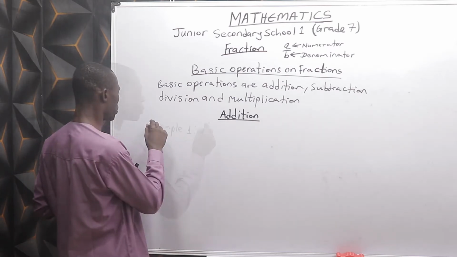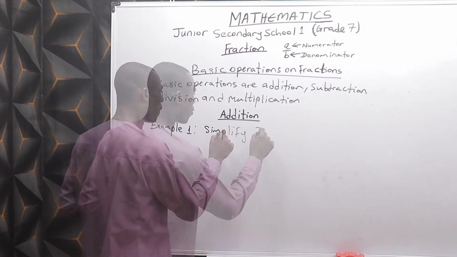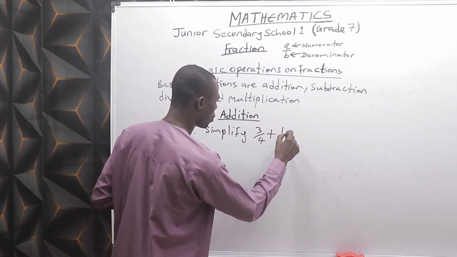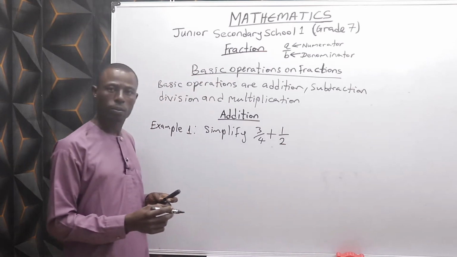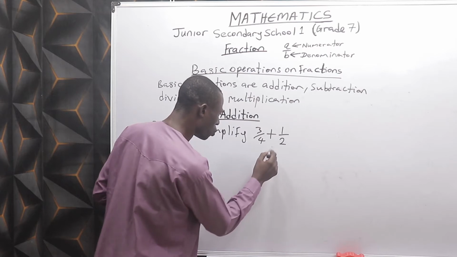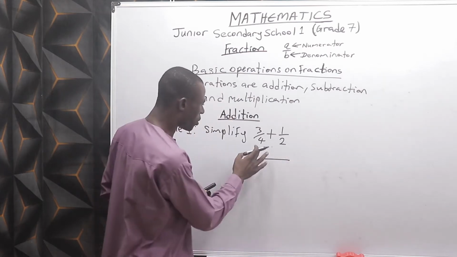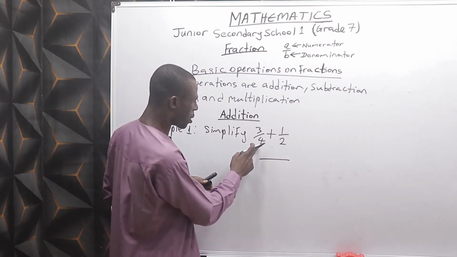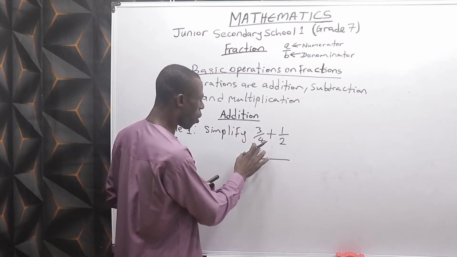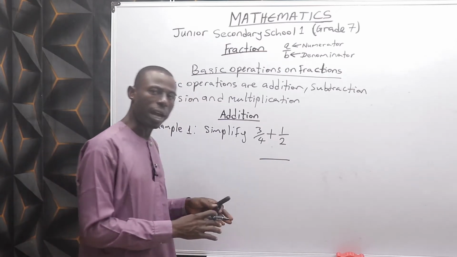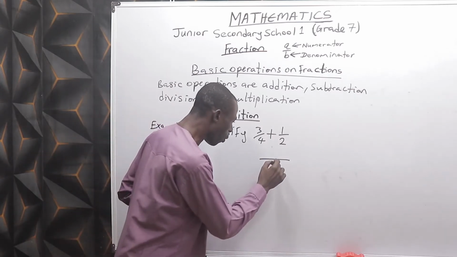Example 1. Simplify 3 over 4 plus 1 over 2. How do we go about this? The first thing to do is to find the LCM of the denominators of the fractions. The denominators here are 4 and 2. The LCM of 2 and 4 is 4.